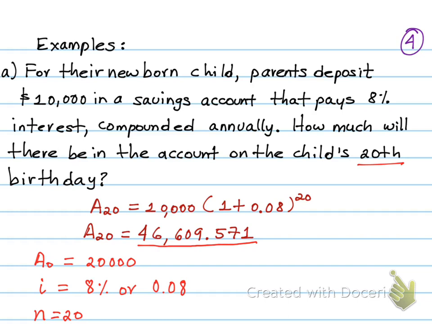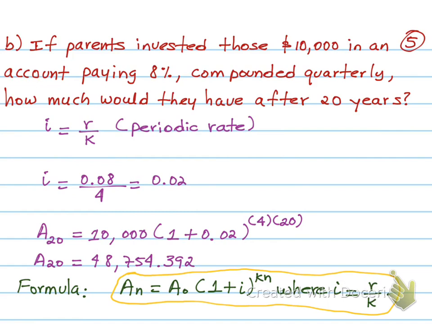Next, if those parents invested the money in an account paying 8% compounded quarterly, how much would they have after 20 years? So instead of compounding yearly, we're gonna compound the interest rate quarterly.